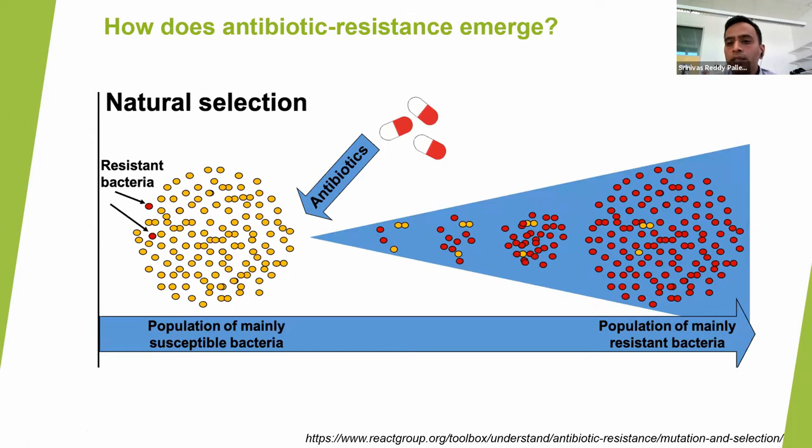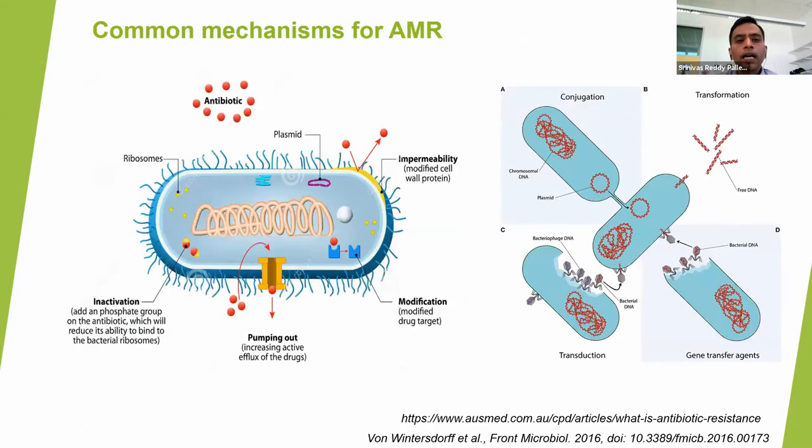And then the resistant bacteria colonizes, and then it might lead to spread to communities or between the population or between animals and humans. And so if you see here, this is how the common mechanism of AMR takes place.